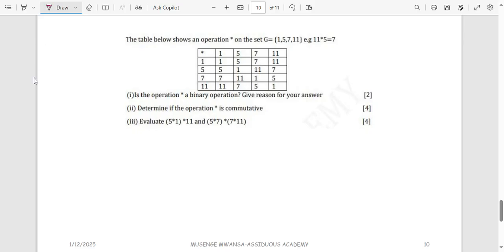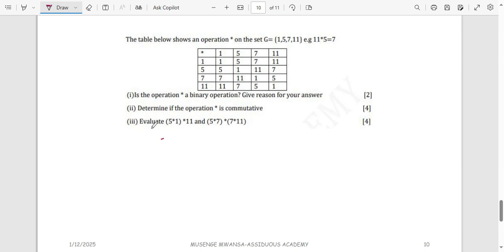Make sure that you give an example, as I've done, and make sure that you write that statement, because it's the most important. Every time they ask you to determine, to show, to prove, you need to write at the end, after you've proved the statement, hence proved or hence shown. That is why the operation star is commutative, such language.